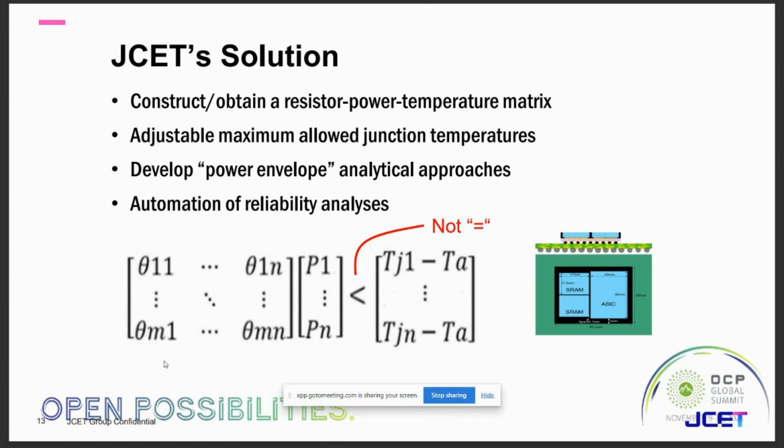If their maximum allowed junction temperatures are different, we developed a power envelope analytical approach, and we further developed an app to automatically analyze the reliability of the module. Let me continue. Oh, sorry, I forgot to mention: if you look at this equation, this one is not equal, so the analysis will be a little bit different.